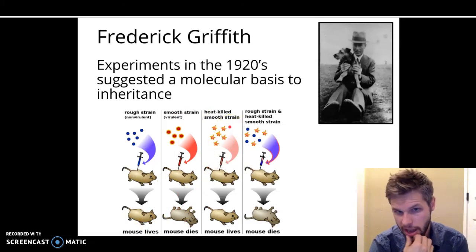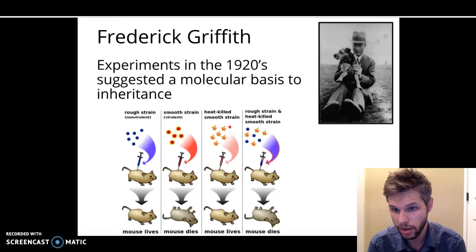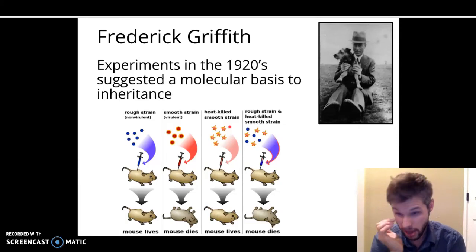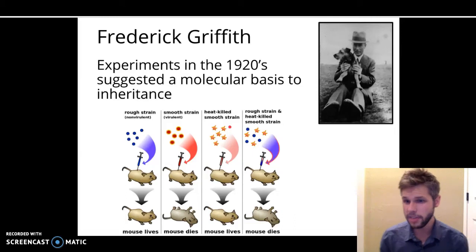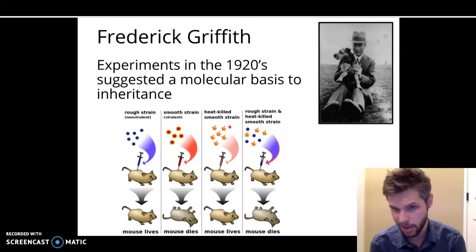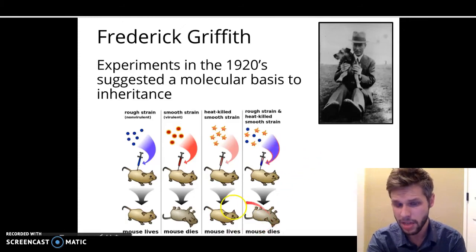Then what he did is he took that nasty smooth strain and he heat killed it. He added a lot of heat until the bacteria was basically destroyed. And when he did that, the mouse lived. Awesome. What's really interesting, though, and the most interesting result of his experiment, is what happened when he mixed the two things that had no impact on killing the mouse, the rough strain and also the heat-killed smooth strain. And what he found is the mouse died.